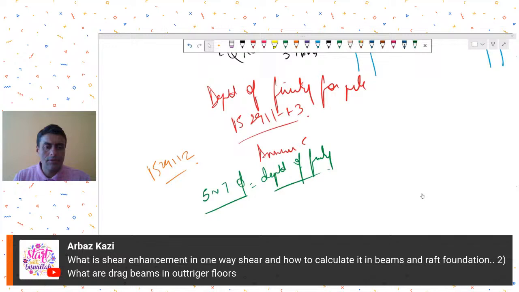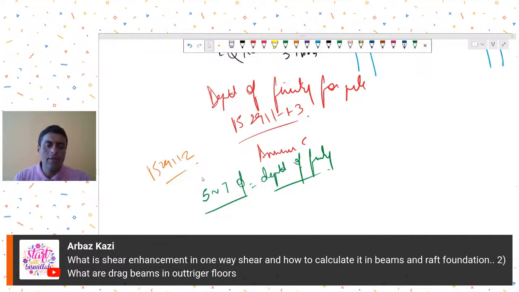Okay, the next question is from engineer Arbaz Kazi. He is asking, what is shear enhancement in one-way shear and how to calculate it in beams and raft foundation? What are drag beams in outrigger floors? Drag beams, I don't know. I'm not sure about this. I've never heard this term drag beams, so unable to comment.